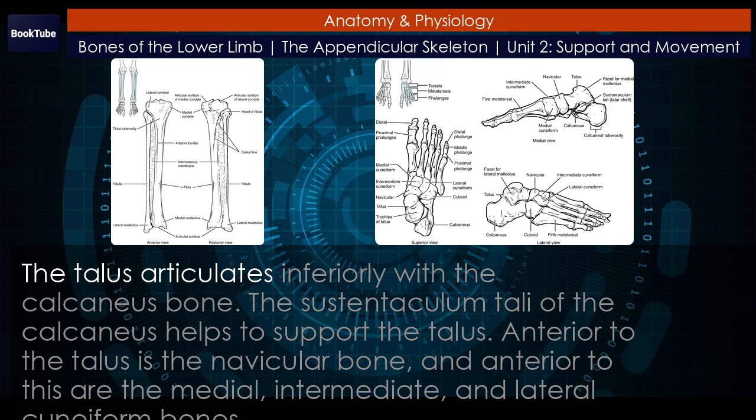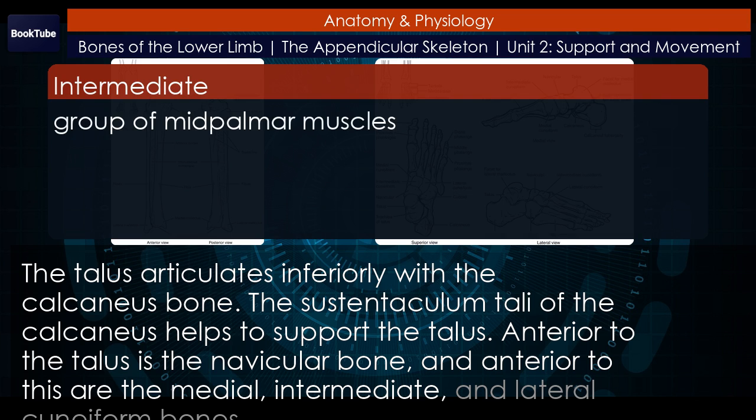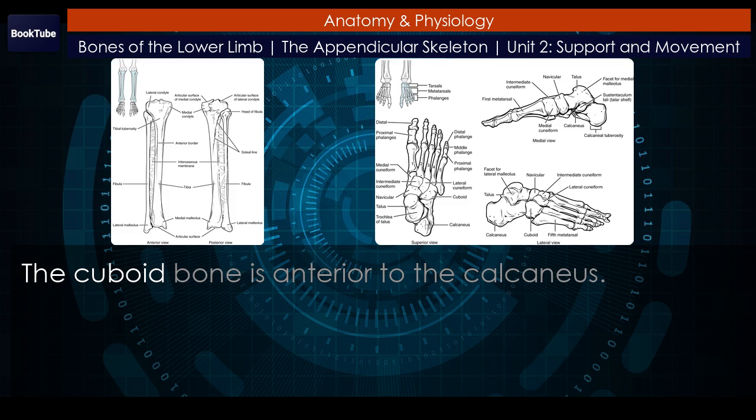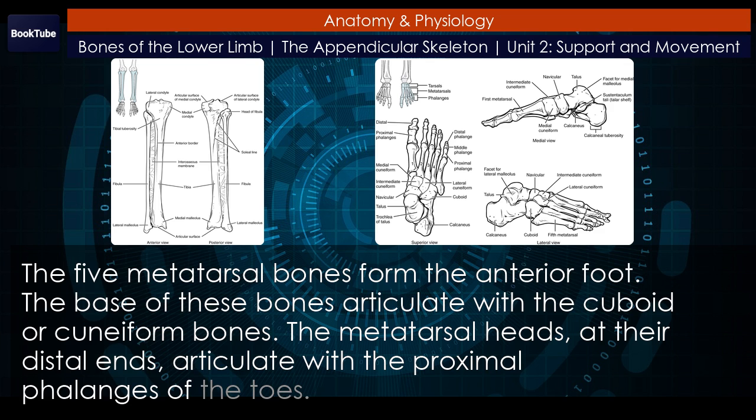The talus articulates inferiorly with the calcaneus bone. The sustentaculum tali of the calcaneus helps to support the talus. Anterior to the talus is the navicular bone, and anterior to this are the medial, intermediate, and lateral cuneiform bones. The cuboid bone is anterior to the calcaneus. The 5 metatarsal bones form the anterior foot. The base of these bones articulate with the cuboid or cuneiform bones. The metatarsal heads, at their distal ends, articulate with the proximal phalanges of the toes.